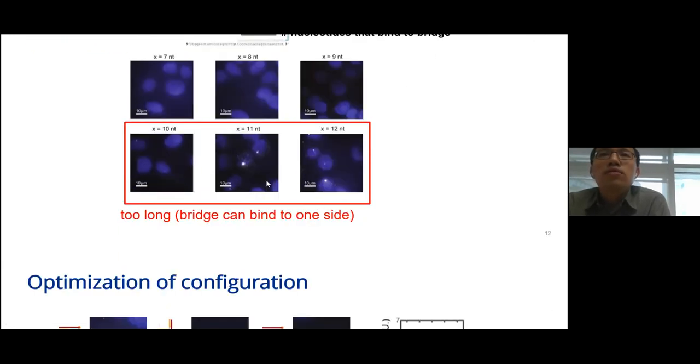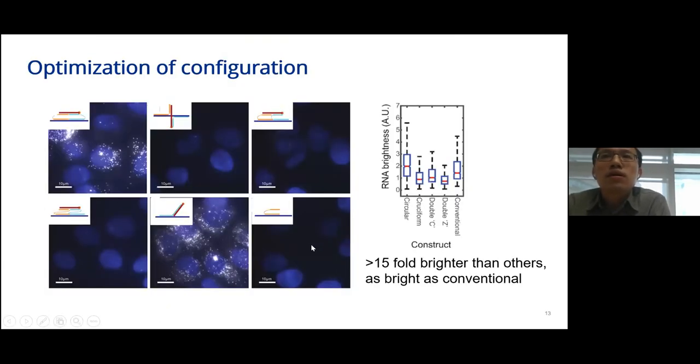And then we looked into the different configurations. We looked at the different permutations to pair them up. And to our surprise, one of the configurations works really well. It seems that no one is using this configuration. This is just a simple circle configuration, and the bridge probe can bind with very high efficiency. It's almost as bright as just using the conventional probe sequence.